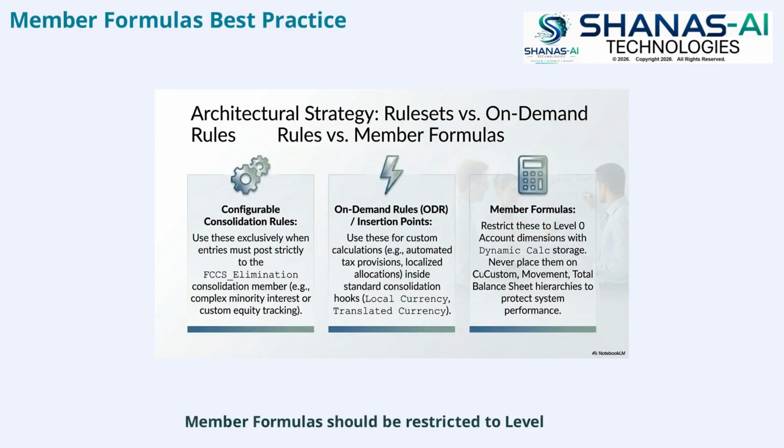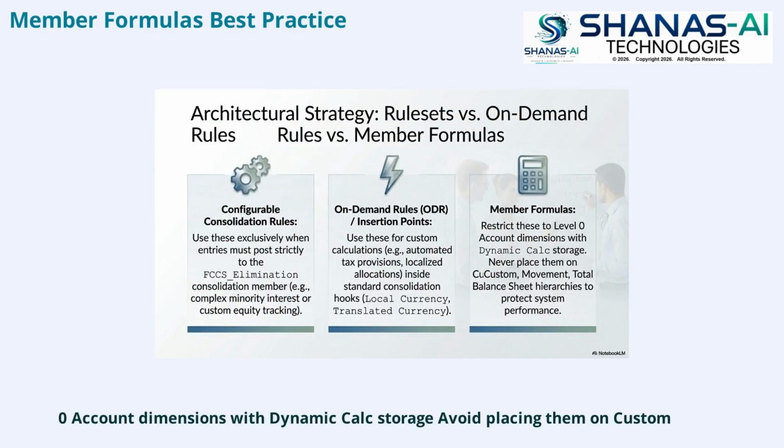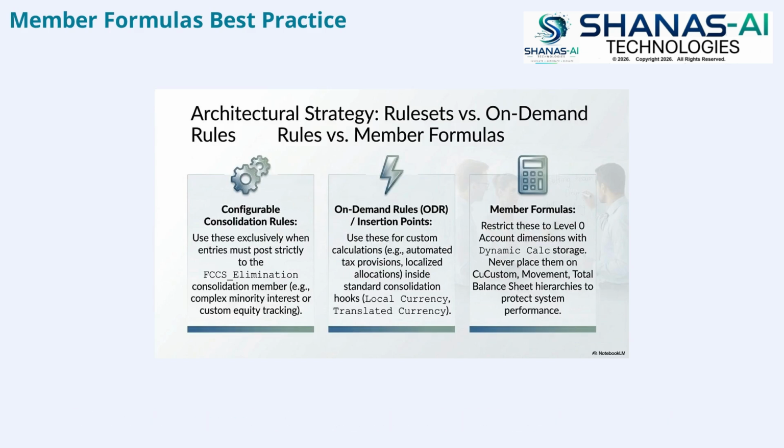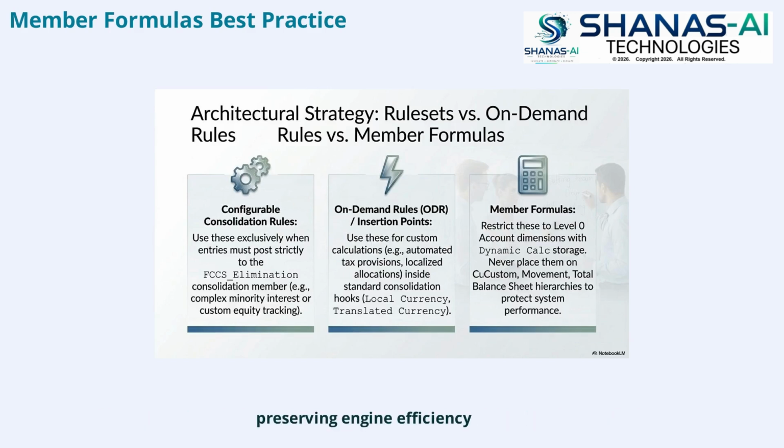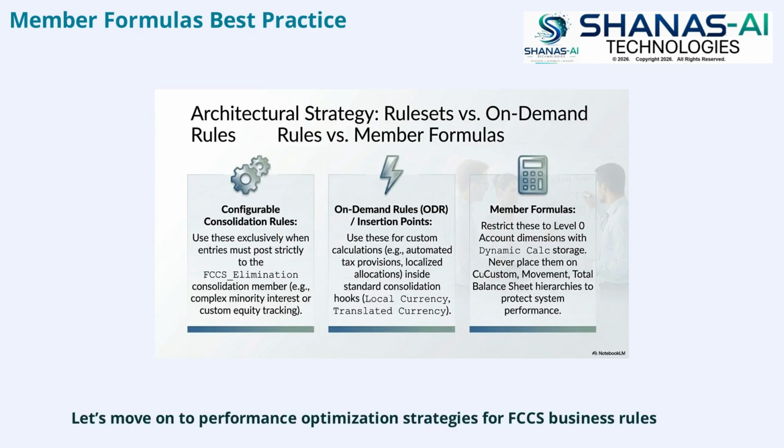Member formulas should be restricted to level 0 account dimensions with dynamic calc storage. Avoid placing them on custom, movement, or total balance sheet hierarchies, as this can negatively impact system performance. By following this guideline, you ensure that dynamic calculations are applied only where necessary, preserving engine efficiency. Let's move on to performance optimization strategies for FCCS business rules.